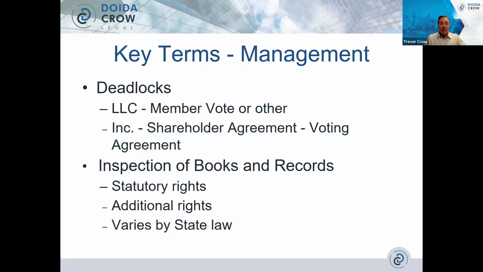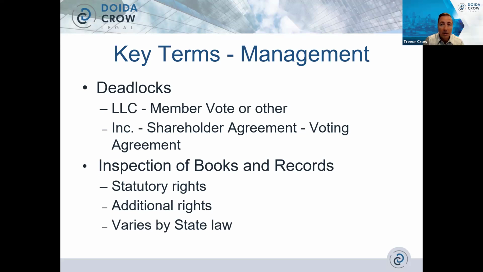And then inspection of books and records. I added that in here. That's kind of a term that people, I think, gloss over. But each entity, both corporations and LLCs, has statutory rights to inspection of books and records. You can build in additional rights, like requiring that the company provide quarterly financial statements or things like that. But usually there are statutory rights that are unwaivable in your entity documents.